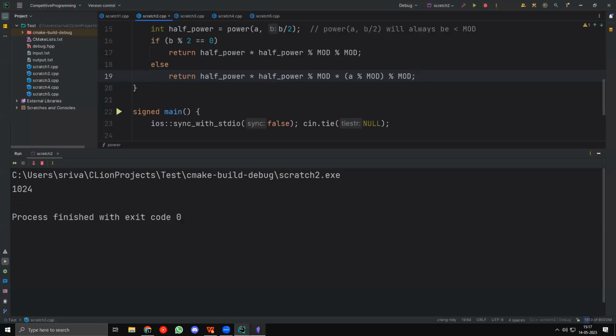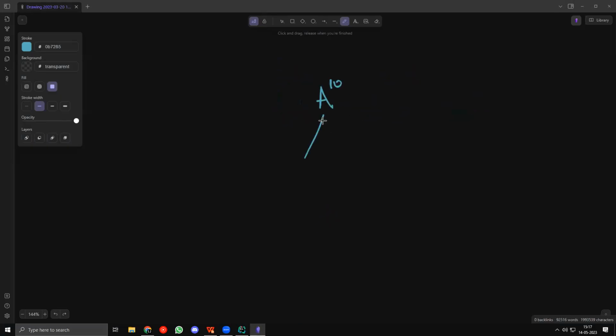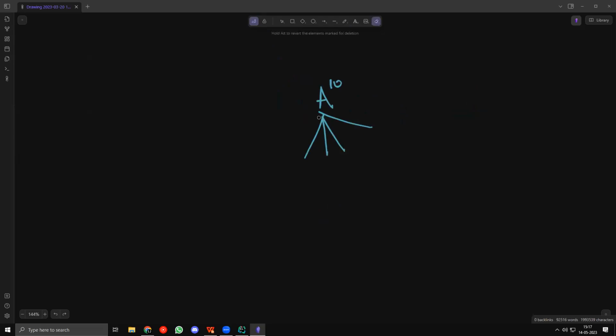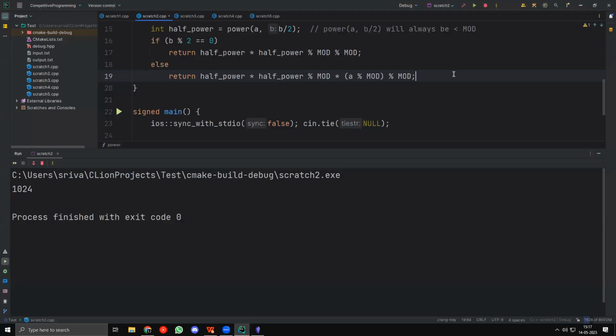Exactly. Because exponentiation is nothing but repeated multiplication, right? Right. So that's exactly why we are using modular multiplication inside this. Okay, got it. Thanks.